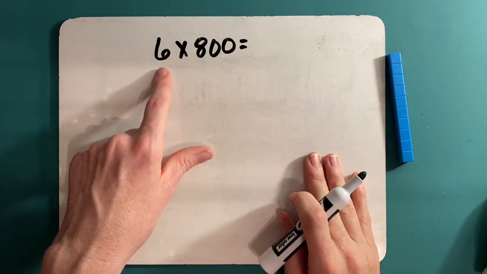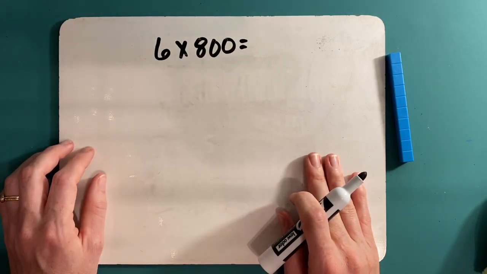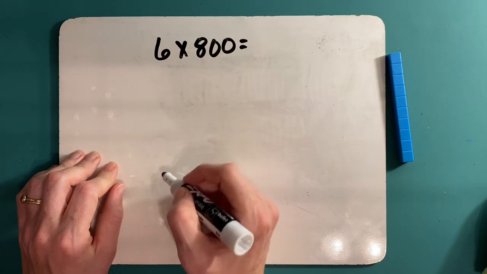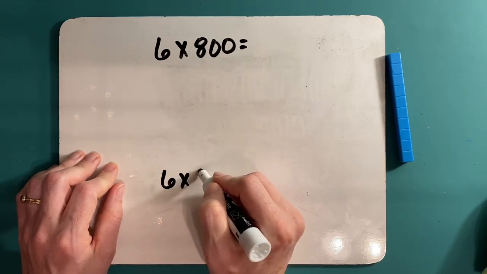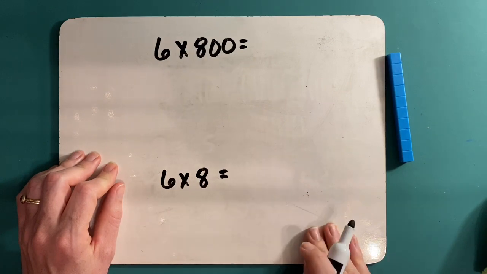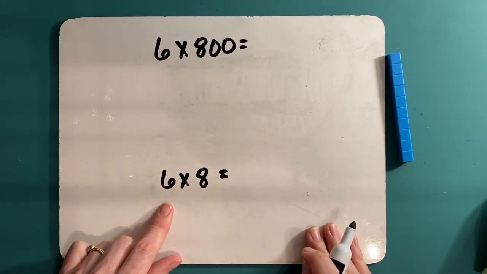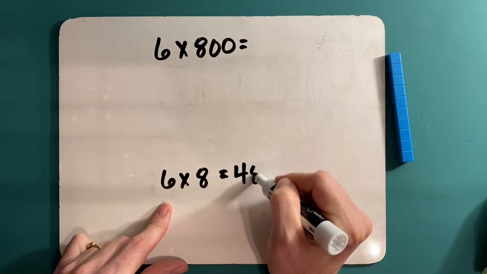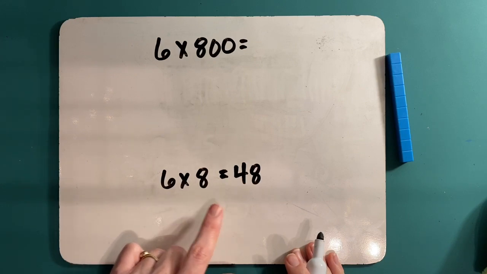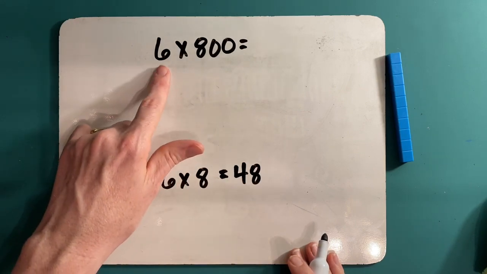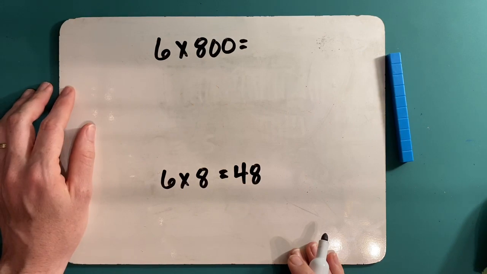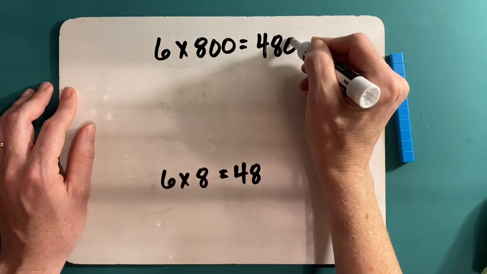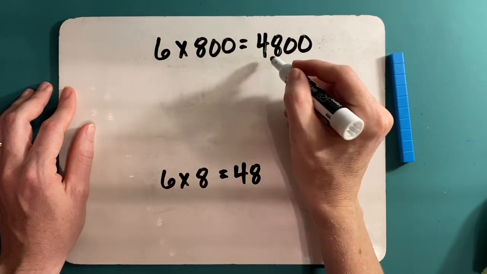Okay, let's look at another one. 6 times 800. What basic fact can you use to solve 6 times 800? 6 times 8 equals, okay, and what does 6 times 8 equal? 48. So if 6 times 8 equals 48, what does 6 times 800 equal? 4,800.